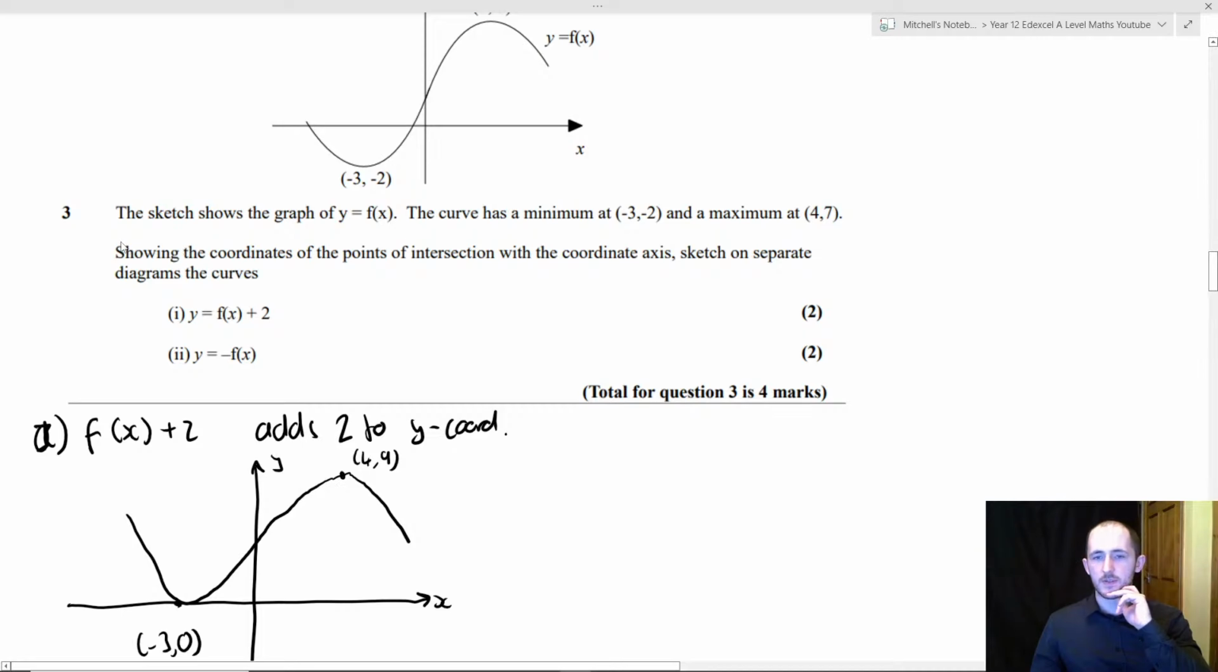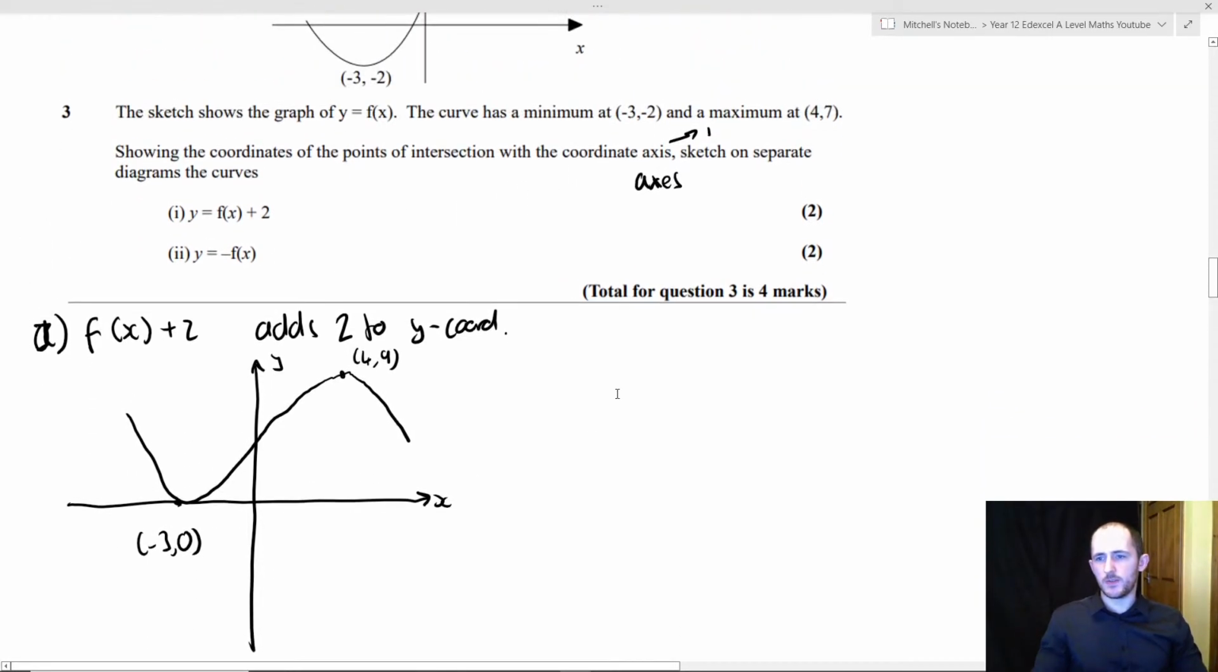Okay, so if you notice in the actual question, just in case you're wondering why I'm not putting the y-intercept, we don't have it. And we can't really work it out. You can work it out, but it says the intersection with the coordinate axis. Right, axis is 1, axes would be both. So it's only the ones that actually cross. Okay? And for part 2, we can probably just leave it like this.